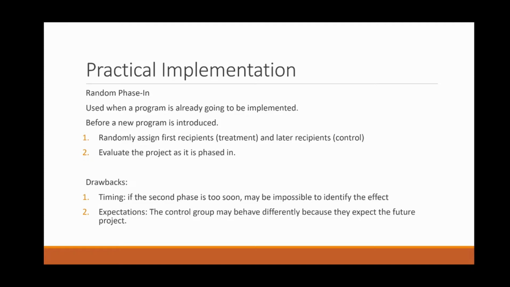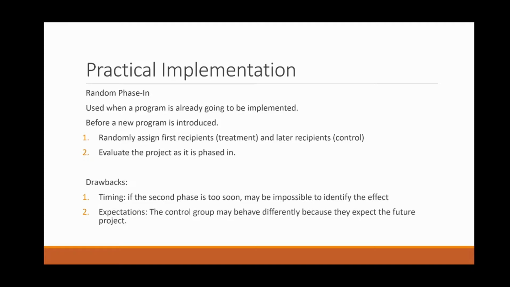Okay, now the drawbacks of this, there can be some drawbacks. When we're doing an impact evaluation and we do a random phase-in design, one problem is the timing of the phases. So let's just imagine we're doing a random phase-in design. So that means we're randomly determining who gets the first phase of the intervention, knowing that everyone will get the intervention in the second phase. All right. If the second phase comes too soon after the first phase, then it might be impossible to identify an effect. What do I mean by that?